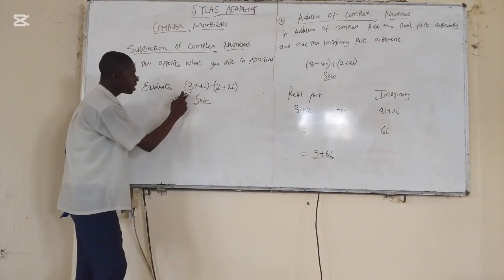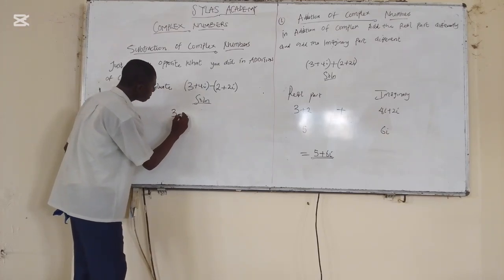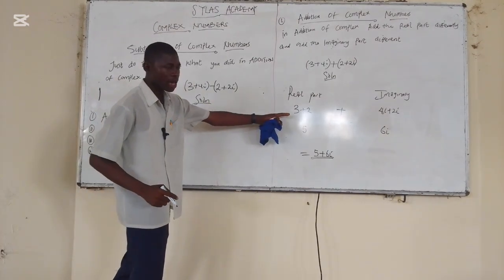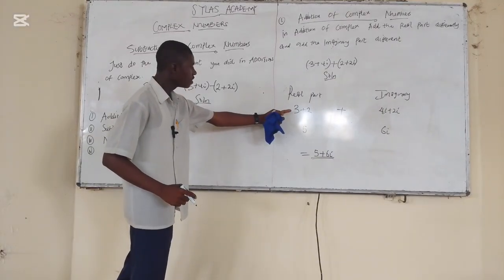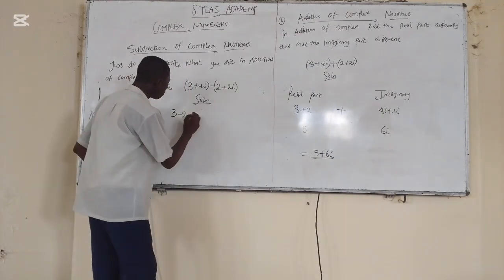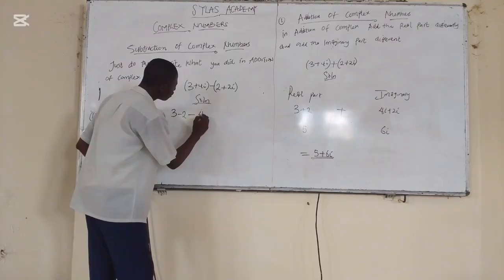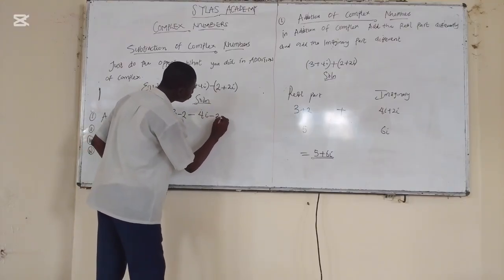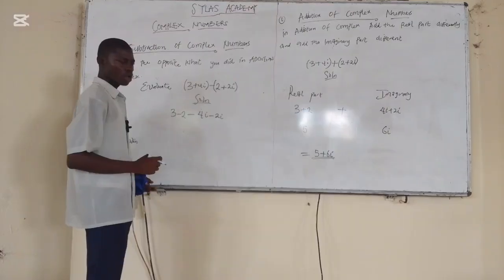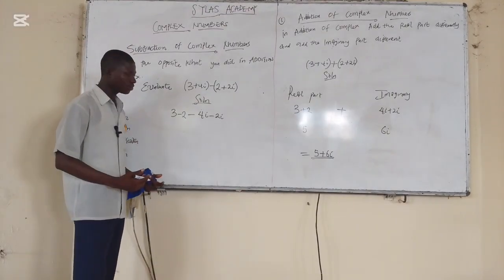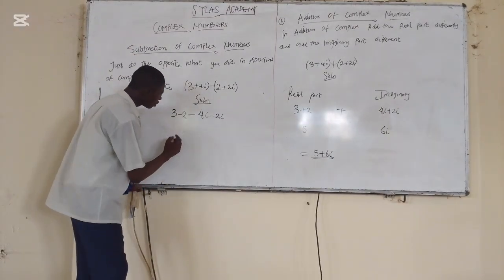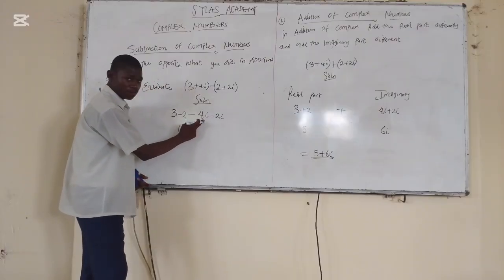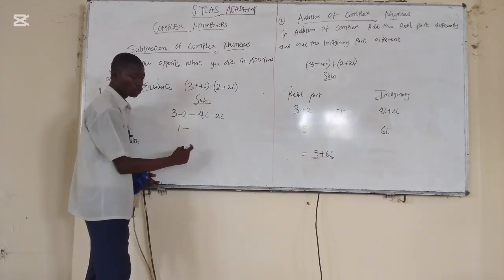I'm going to say 3 here, that is 3 minus 2. In addition, we are adding them. Are you following now? That is addition. Plus 4i minus 2i. Are you following now? Subtract them. This one minus this one will give you what? 3 minus 2 gives you 1, and 4i minus 2i gives you 2i.